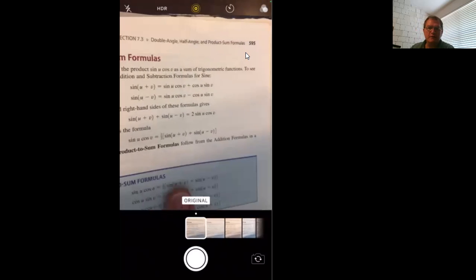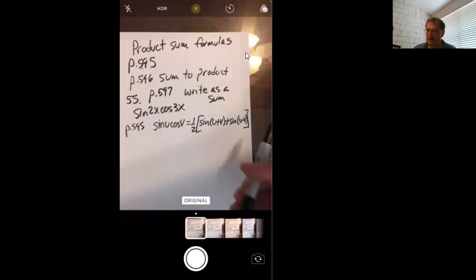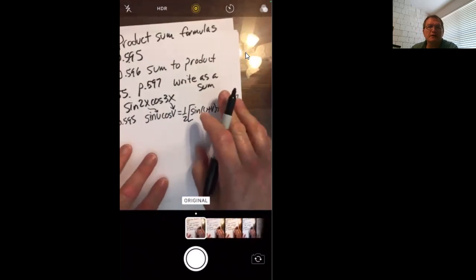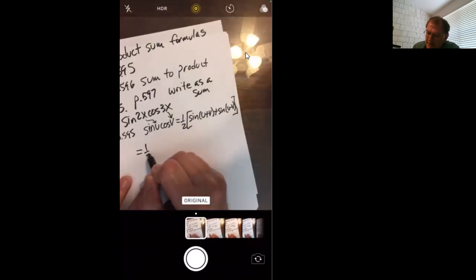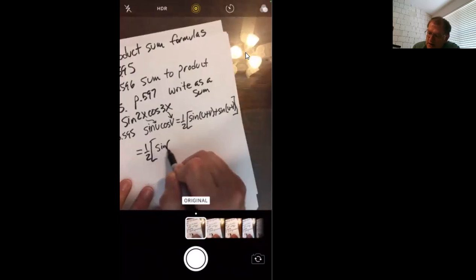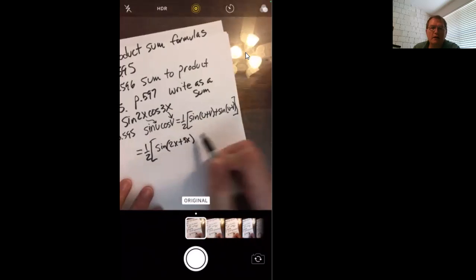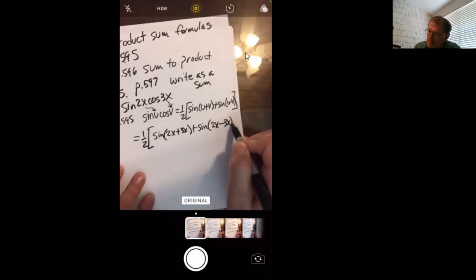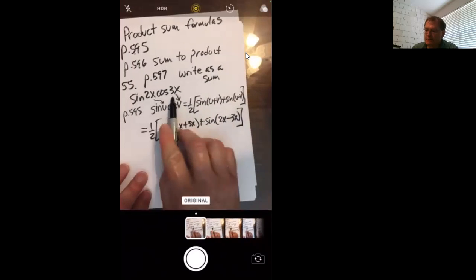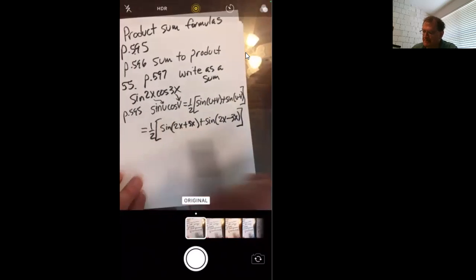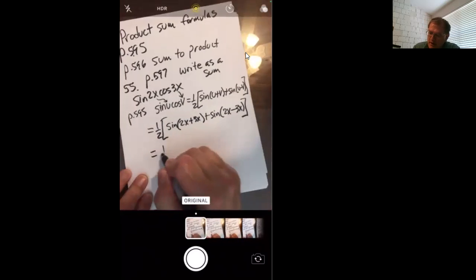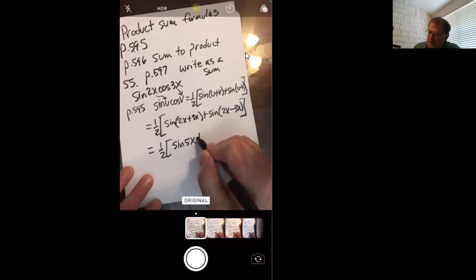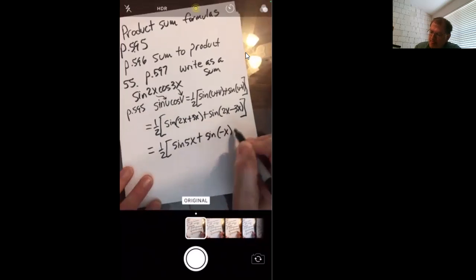Sine times the cosine expands out to this. So I've copied it down exactly the way it's in the book. The u is 2x, the v is 3x. So plugging and chugging, I get a big 1/2, a sine of 2x plus 3x, plus a sine of 2x minus 3x. You wind up in effect adding them, sine of adding them, and sine of subtracting them. Well, that's going to give me a 1/2, a sine of 5x, plus a sine of negative x.